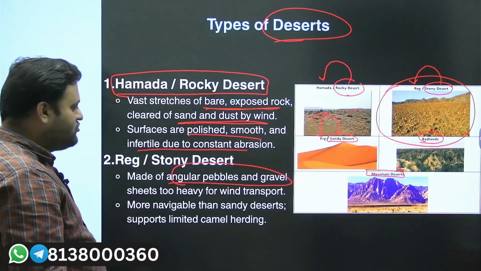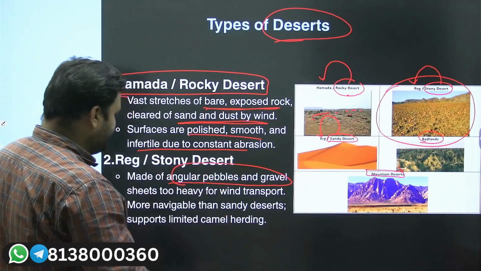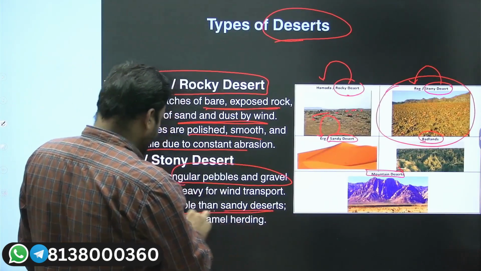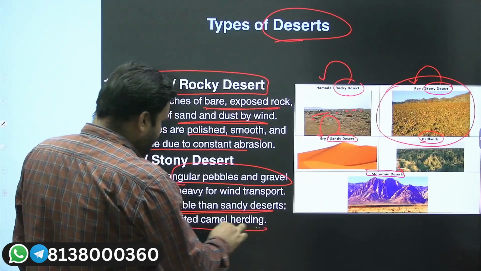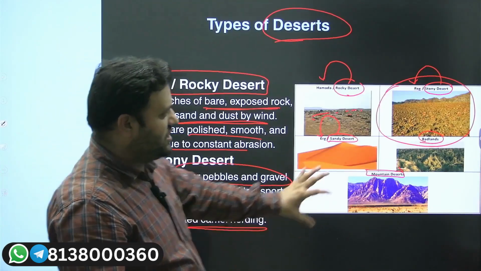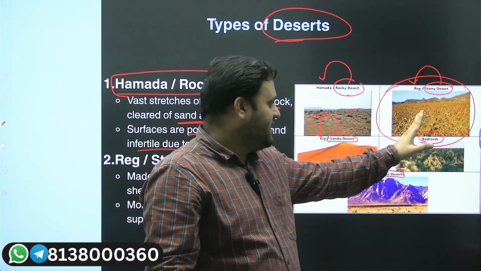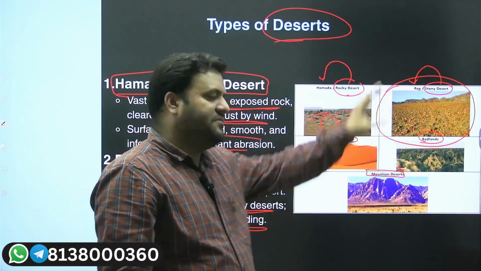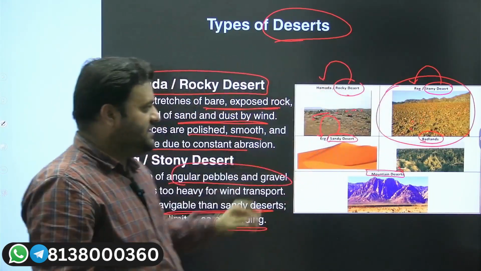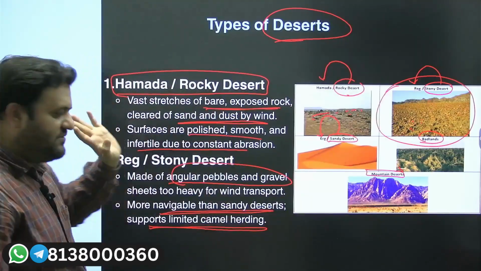When it comes to these stony deserts, they are more navigable than sandy desert, and they support limited camel herding. Camel herding is there, but limited, and they are easy to navigate. You can easily pass through this set of deserts. So Reg means we have a stony desert.